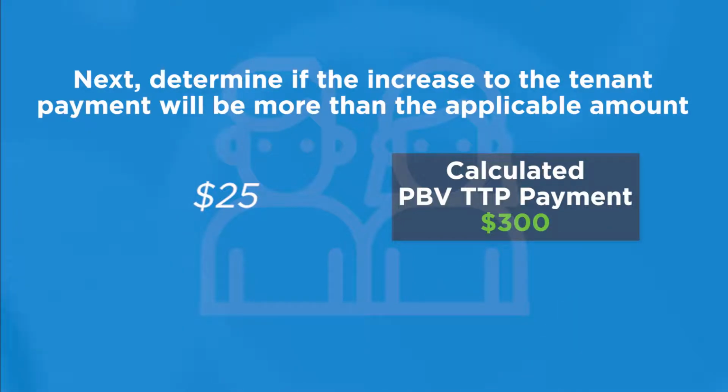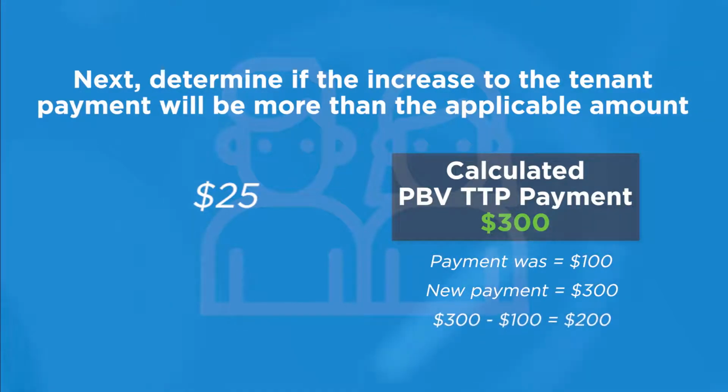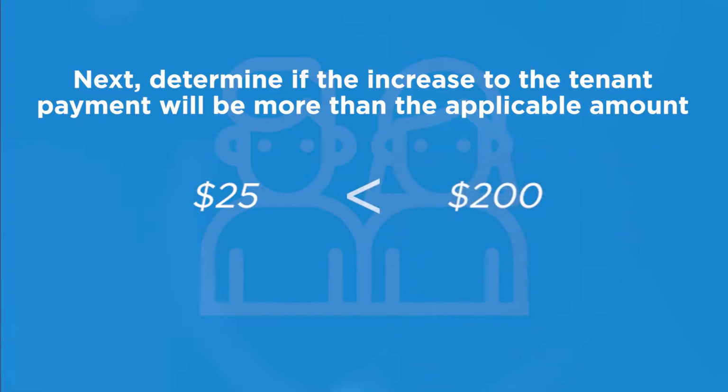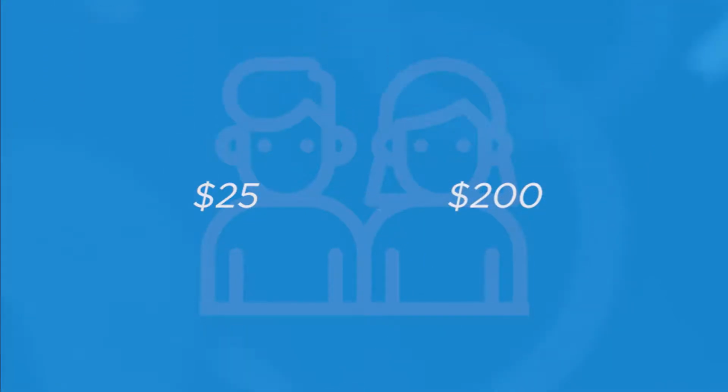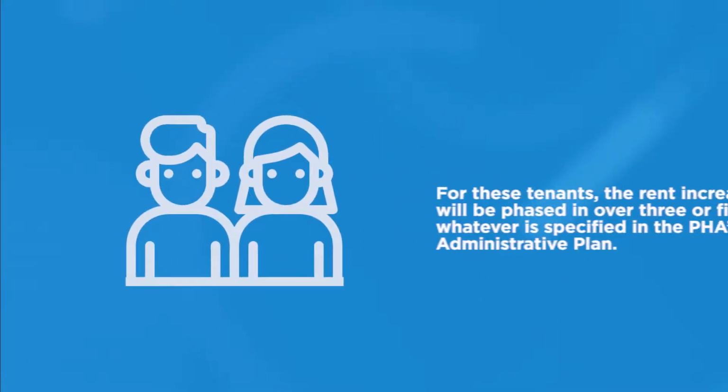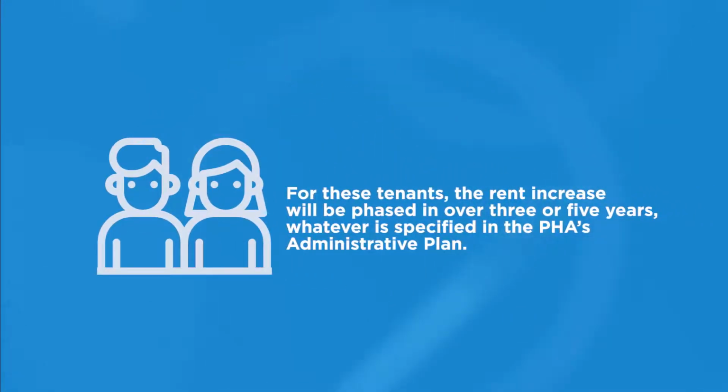In this case, the tenant payment is increasing from $100 to $300, an increase of $200. This is well above the $25 threshold, so the family qualifies for a phase-in. For these tenants, the rent increase will be phased in over 3 or 5 years, whatever is specified in the PHA's administrative plan.